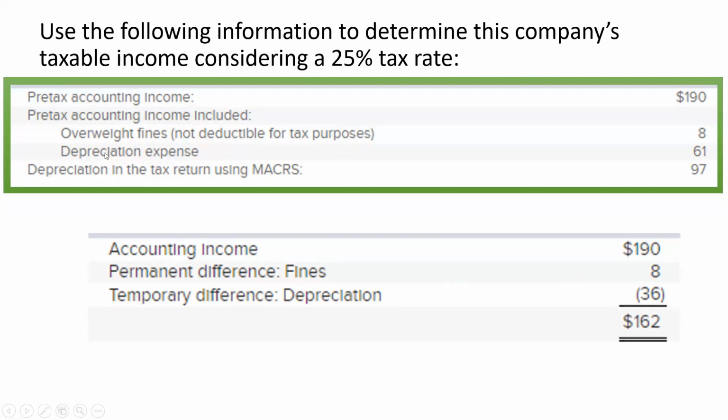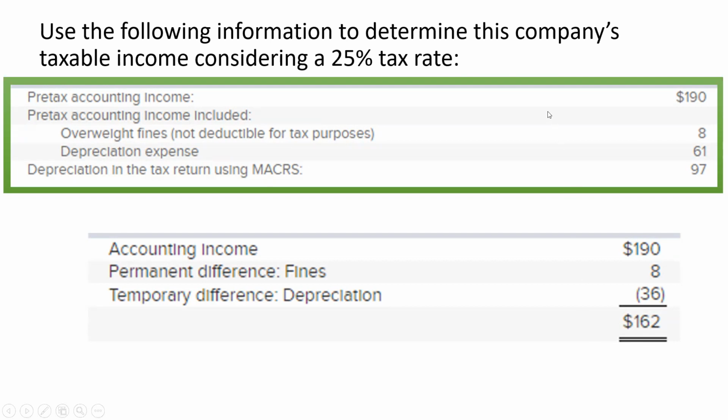Then we have the temporary difference of depreciation. So for the income statement, we had depreciation expense of 61. But for tax purposes, we're doing an accelerated method using MACRS, and we have 97. So we're going to find the difference. 97 minus 61, that gives us 36. And since we are accelerating it and we're going to depreciate more for tax purposes, we get to subtract that from the taxable income, and that brings us to 162.